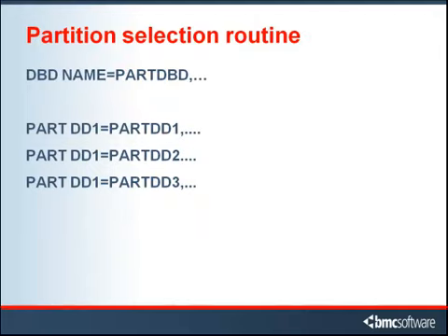A partition selection routine enables you to identify a partition within the database for a record, and then your normal randomizer can specify the placement within that partition. In effect, a partition selection routine mimics the first stage of a two-stage randomizer. To add a partition selection routine, add a part DBD statement and specify the name of the routine.